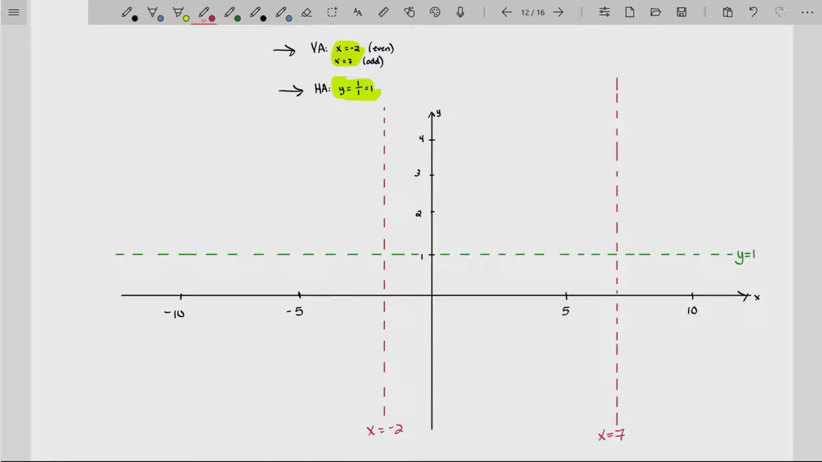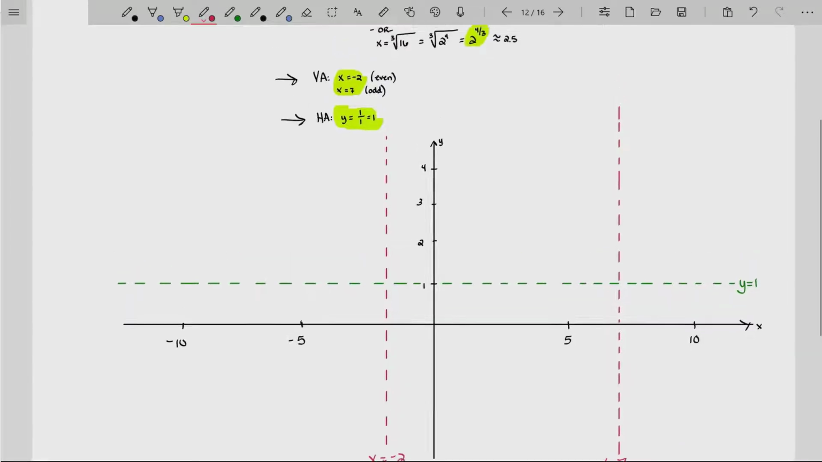Notice the level of precision that I have here. I'm not really marking everything out, but I'm labeling everything. This level of precision is exactly what is expected of you as a student on a homework, a quiz, or an exam. Anything less is wrong. So you need to have at least this level of precision.